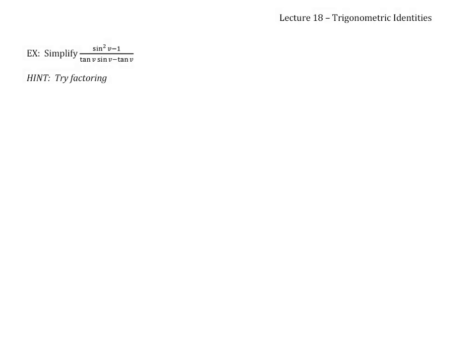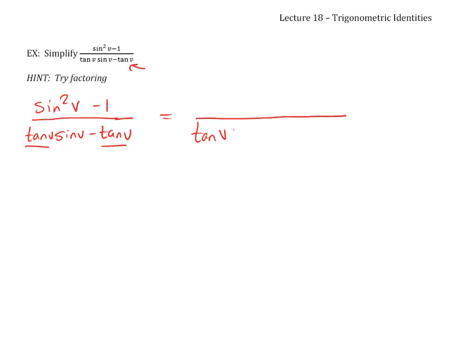For our last example in lecture 18, my suggestion is to try factoring. If we can factor these, we may be able to simplify further. In this particular case, what I mean by factoring on the denominator is to pull out the common factor. So if I start with sine squared of v minus 1 over tangent of v sine of v minus tangent of v, I notice in common they have a tangent of v, which I could then factor out, leaving a sine of v and a minus 1.